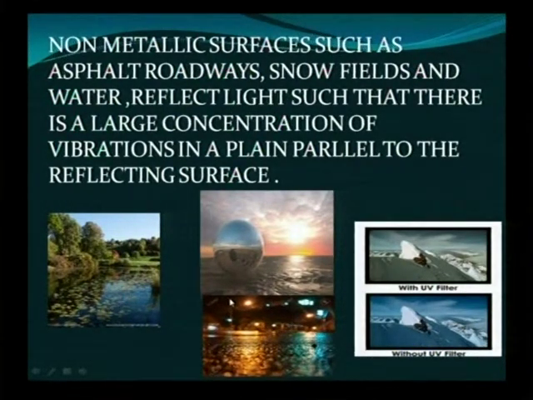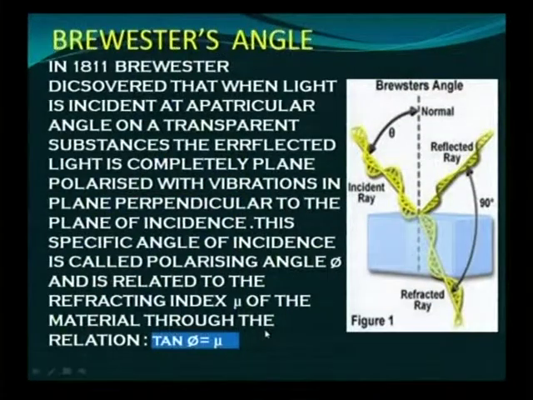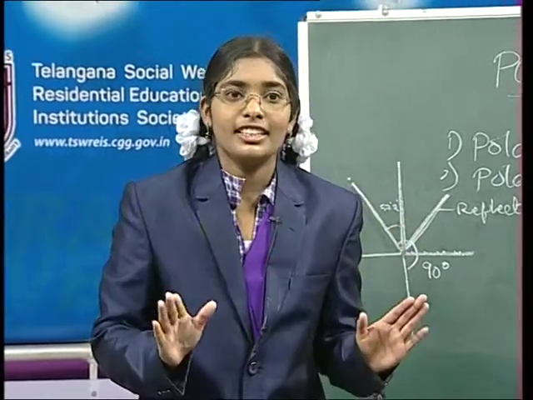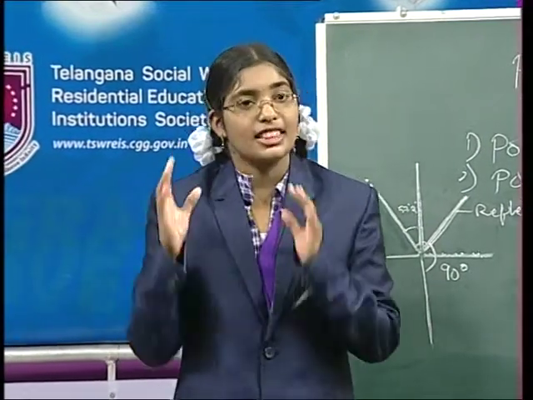Is it clear? And see, this is how the angle looks. The incident ray is equal to the reflected ray with a normal in between. You can take a mirror or water, anything else. It should be a non-metallic substance. Is it clear? Then, even if a light ray escapes this phenomenon, what happens?